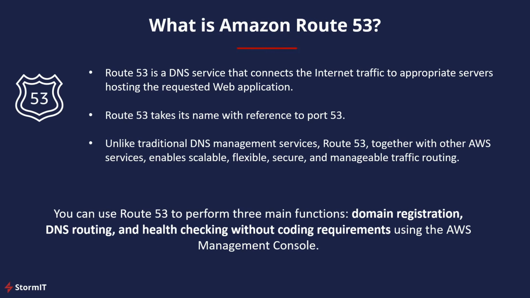So what is Route 53? It's a DNS service that connects the internet traffic to appropriate servers hosting the requested web application in AWS or any other origin servers. Route 53 takes its name with reference to port 53, which is a DNS port. And because it's an AWS service, together with other AWS services, it forms scalable, flexible, secure, and manageable traffic routing for you.